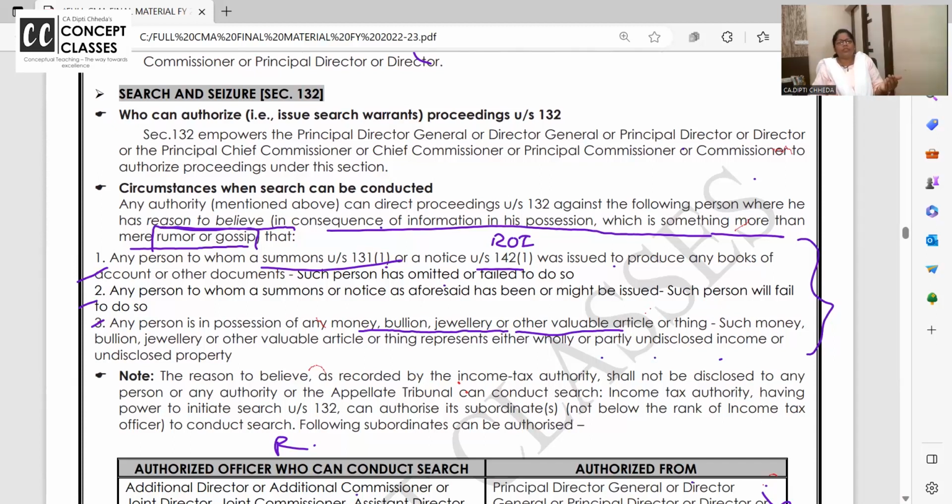Some people disclose it, but not wholly. For example, I told you yesterday, they have shown renovation of the house as 5 lakhs, but if you look at the house and its renovation, it's like 5 crores. So what are the 3 cases when a search happens? I'm just discussing important points.